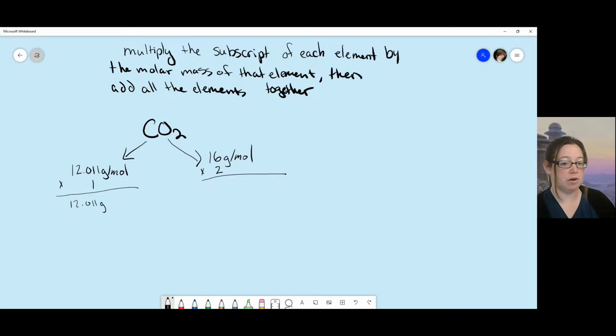So that's just grams because we've already multiplied by 1 mole. That should be 2. 16 times 2 is 32 grams. Then we're going to add those together. Plus 32 is 44.011 grams. Oopsie.